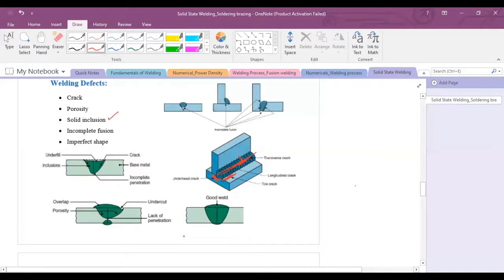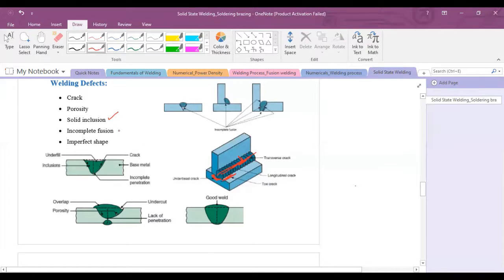You can prevent this defect during welding. Clean the weld bead surface with the help of the wire brush. Normally in arc welding or electric arc welding, the base metal surfaces are cleaned with the help of the wire brush before the welding process. And one more thing, you can provide sufficient shielding gas during the welding process to protect the surface.